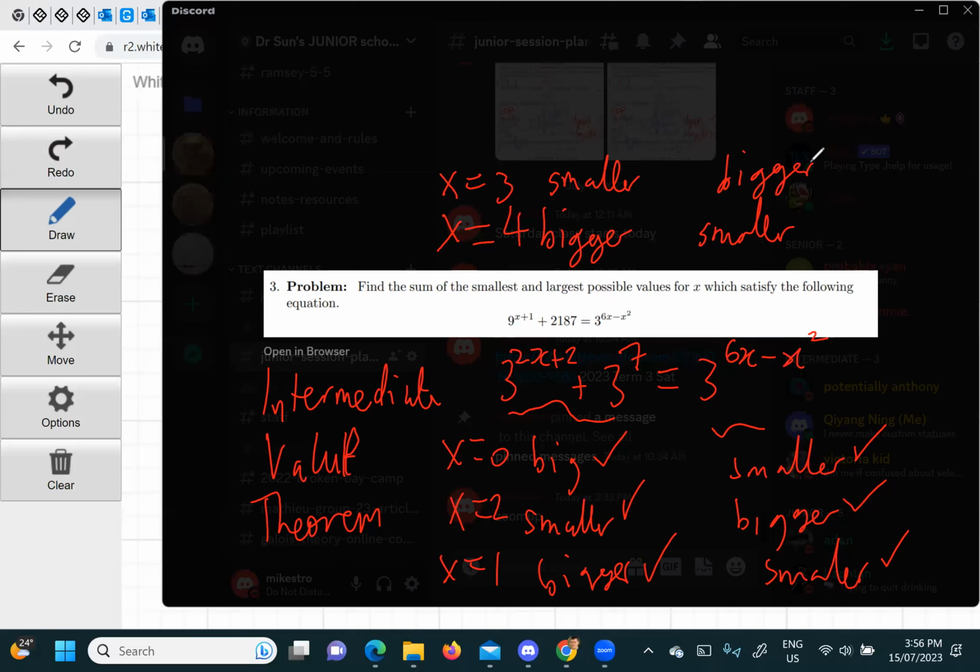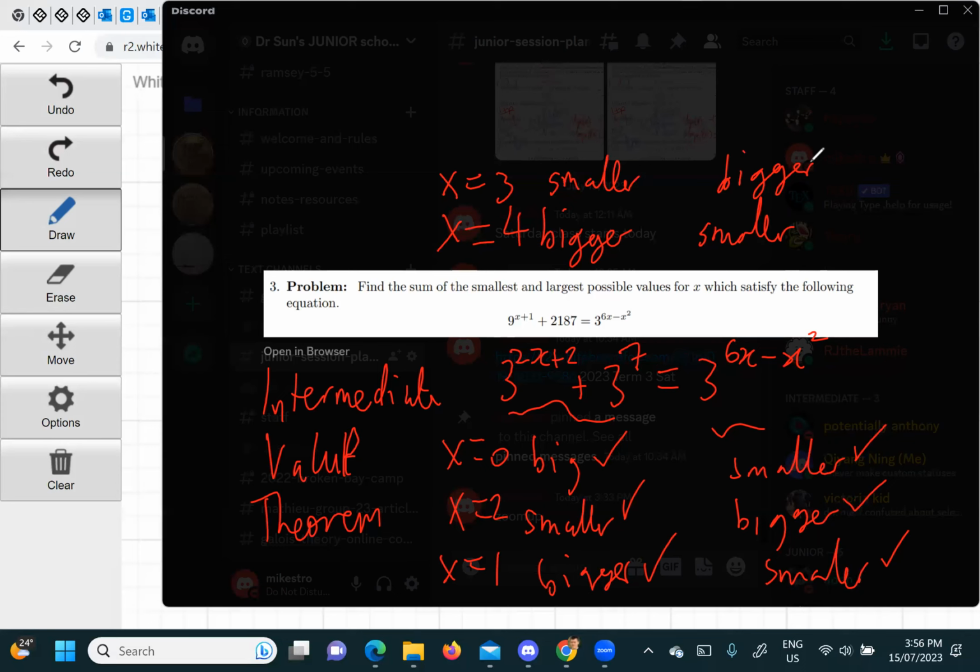And if you think about it, these are going to be the only solutions. Because if you keep going beyond 4, the right hand side is only going to get smaller and smaller. The other one is going to get bigger and bigger. So they're never going to cross again. The left hand side is going to stay bigger. And if you look at less than 0, it's also going to stay bigger on the left because it's got 3 to the 7, while the right hand side is 3 to some negative power. So basically, these are going to be the only two solutions.